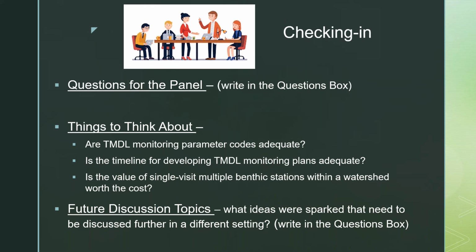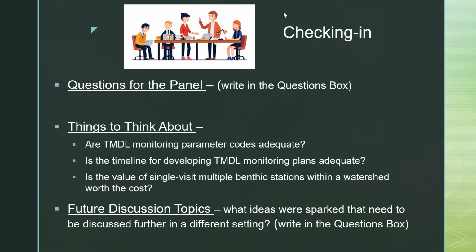I'll stop again to check in with folks. Again, if you have questions, put those in the questions box. And here, I'll let you read on your own a few things to maybe think about. They may spark some ideas. They may also spark some future discussion topics. So I'll pause here, and I'll ask Rob and others what they're seeing in the questions box. A couple of questions trickling in.